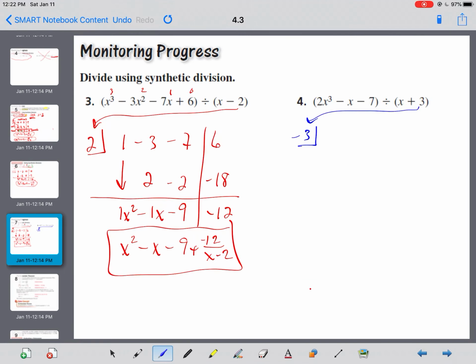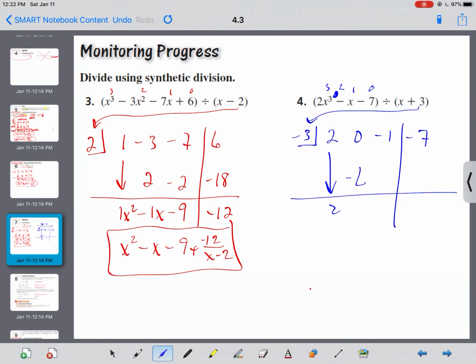Bringing it over to negative 3. 3, 2, 1, 0. I don't have any x squared, so I've got to put that 0 placeholder in there. So a 2, a 0, a negative 1, a negative 7. If you don't put the placeholder in, you get a very wrong answer.